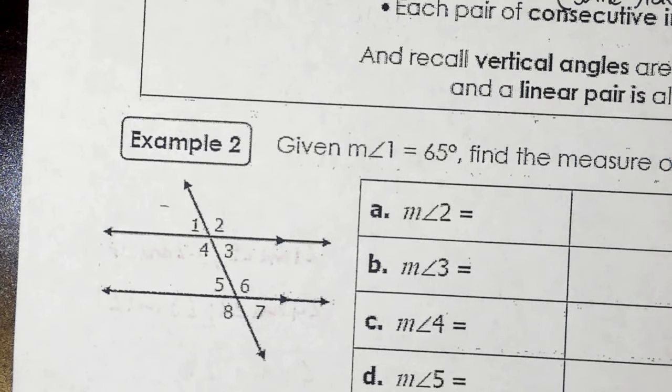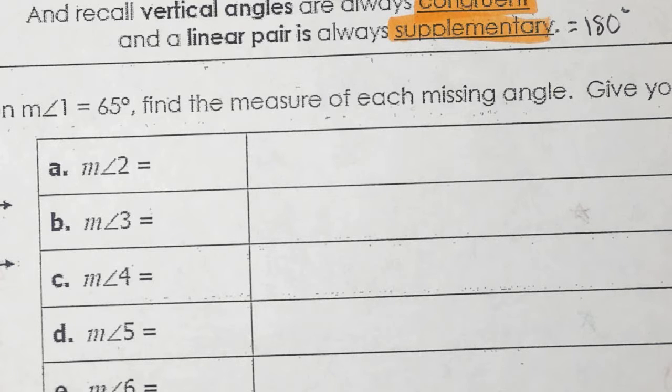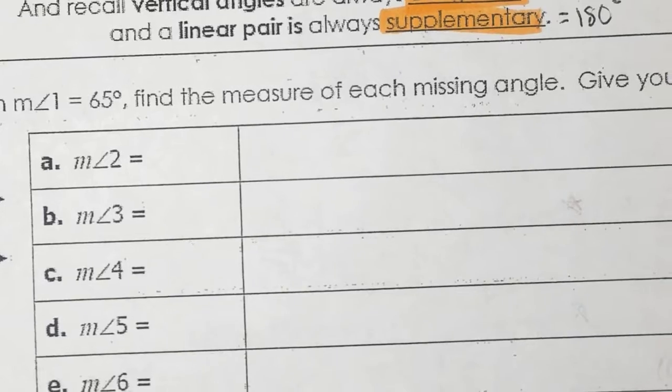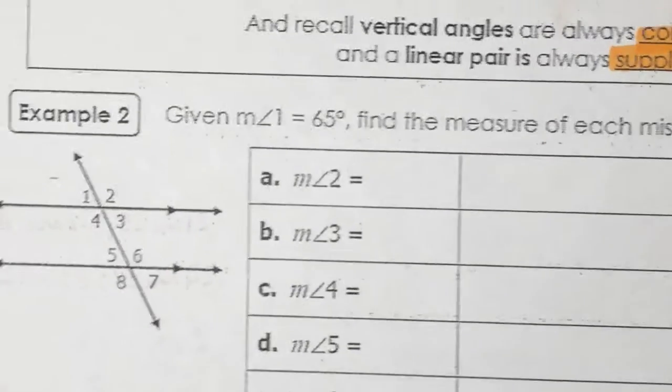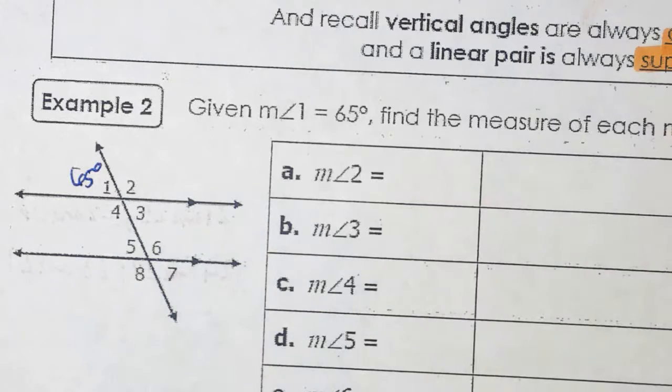Example 2. Given the measure of angle 1 as 65 degrees, find the measure of each missing angle. Give your reasoning. The most important part is for y'all to give me reasoning for these. The angles are easy to find. I want to know that you know the angle relationships based on what they give you. They give me one angle, 65 degrees. That's all I need to find all the other ones, because these lines are parallel.